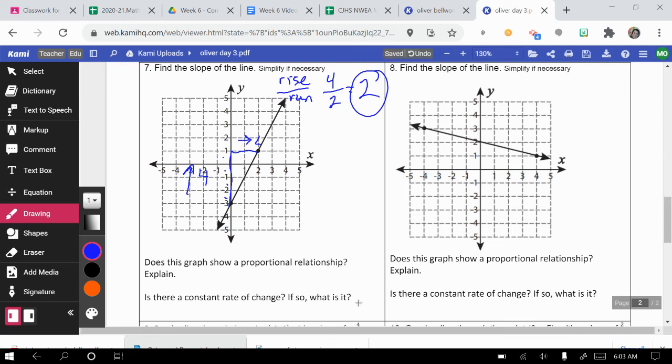Is this a proportional relationship? Well, it's a straight line, but does it still go through my origin? So no, it doesn't cross the origin.